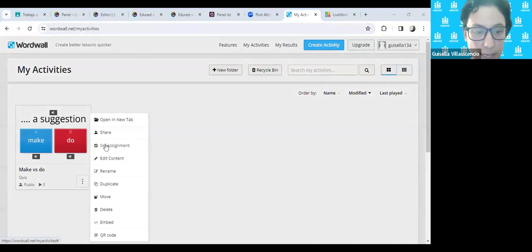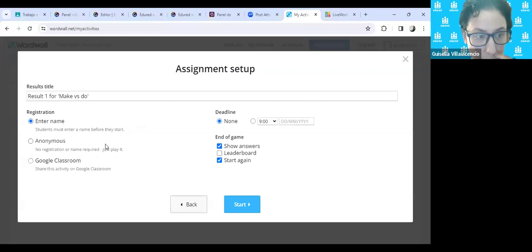Entonces, si yo le doy clic set assignment, ahora sí se me abre esta assignment setup, una configuración. Y acá, cuando yo comparta el link, yo les voy a pedir a los estudiantes que ingresen su nombre, porque ahora yo voy a recibir sus resultados. Y tienen que ingresar su nombre. En deadline, que es la fecha límite, ninguna, porque lo voy a hacer en clase con ellos.